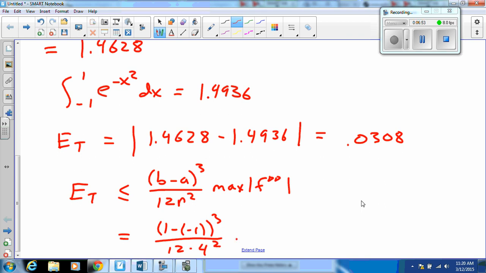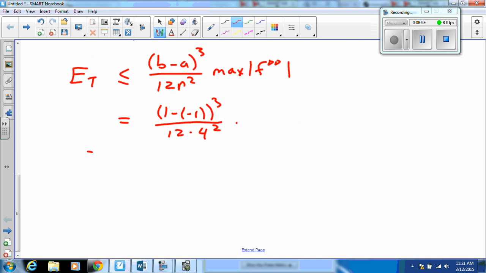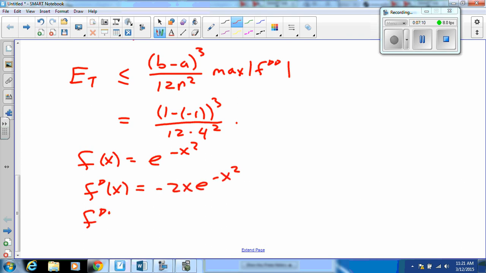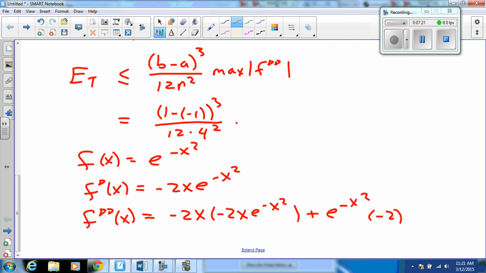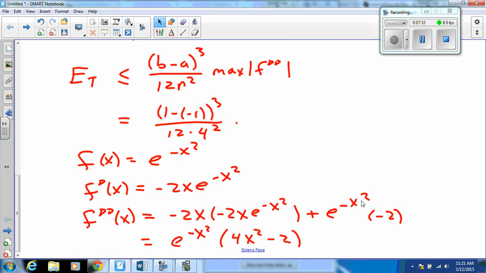What about the max of f double prime? To get the max of f double prime, I'm going to need to compute f double prime. If f of x is my integrand, e to the negative x squared, then f prime is negative 2x e to the negative x squared. And f double prime, let's see, first times the derivative of the second, plus the second times the derivative of the first. And when I simplify all of that, factoring out an e to the negative x squared, I get e to the negative x squared times 4x squared minus 2.